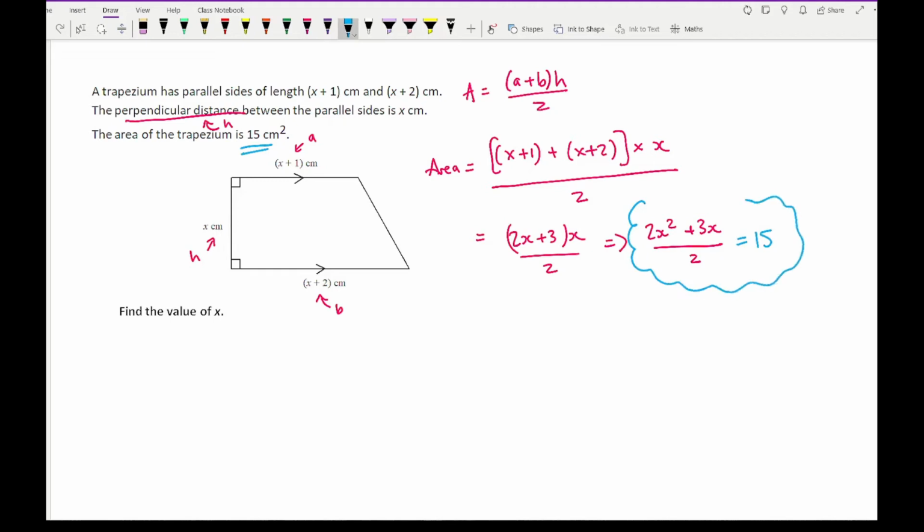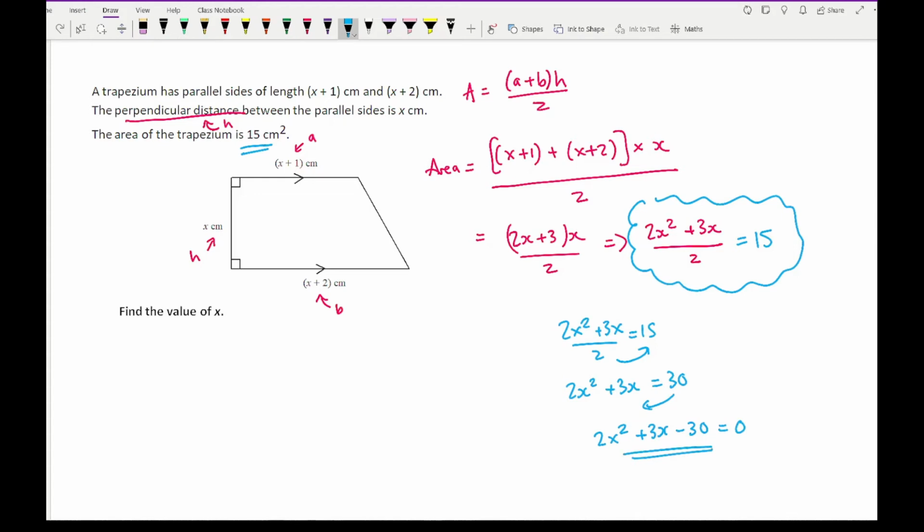I need to make it look like a quadratic, and to make it look like a quadratic I need to make it equal to 0. So the first thing I'm going to do is, I've got 2x squared plus 3x over 2 equals 15. Well, I'm going to take the 2 over. What I get is 2x squared plus 3x equals 30, and then take the 30 over to the side, so I get 2x squared plus 3x minus 30 equals 0. And there you go.